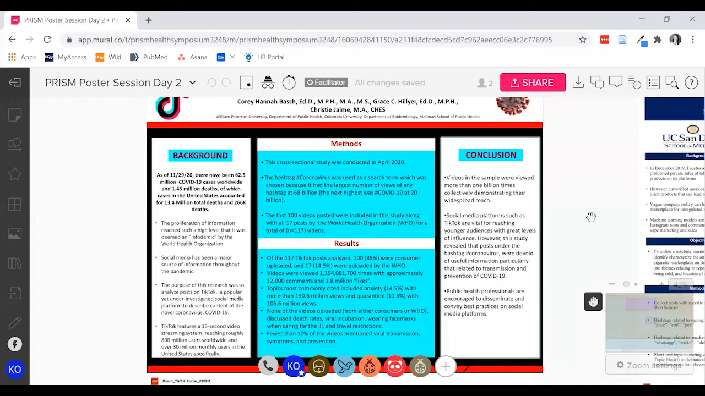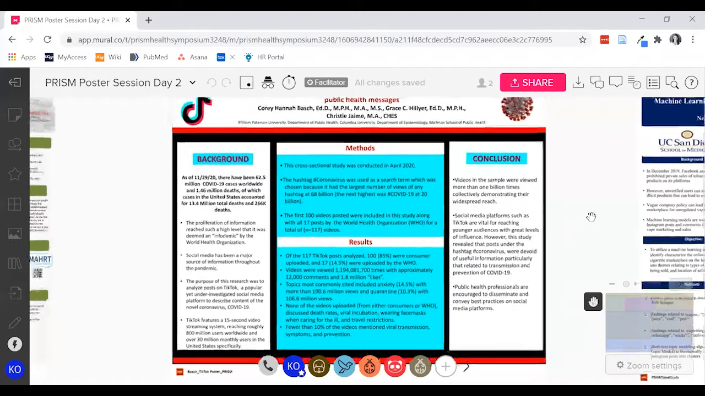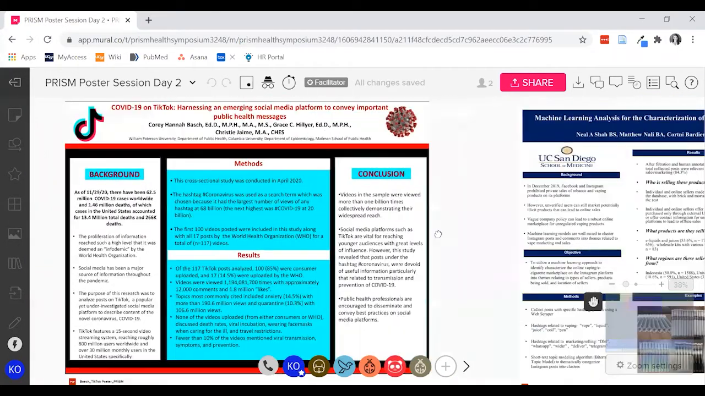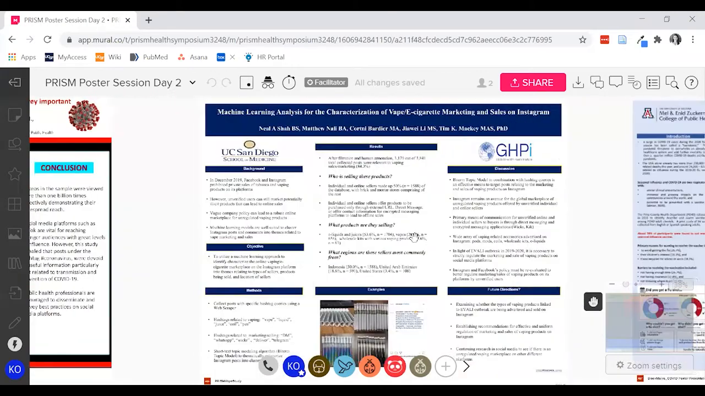I think there are a lot of interesting areas in methodology around TikTok, because it's so hard to classify posts. So thank you very much again. We're going to go on to the next one, but that was a great presentation. I'm really curious about that research.